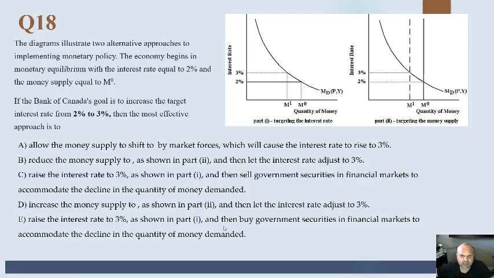Okay, so we have two diagrams here of the money demand curve, and then in the second one we have the money supply curve. The first one here is referring to targeting the interest rate, and then the second one is referring to targeting the money supply. So if the Bank of Canada's goal is to increase the target interest rate from 2% to 3%, then the most effective approach is to hit pause and select the correct answer. Okay, so the correct answer here is C. It would raise the interest rate to 3%, as shown in this diagram, and then it would sell government securities in financial markets to accommodate the decline in the quantity of money demand.